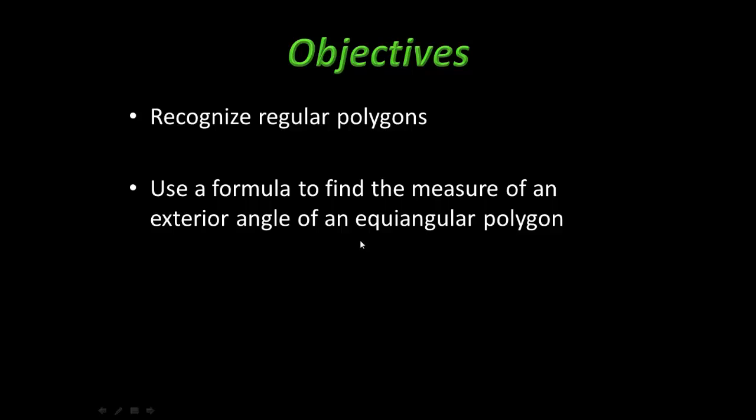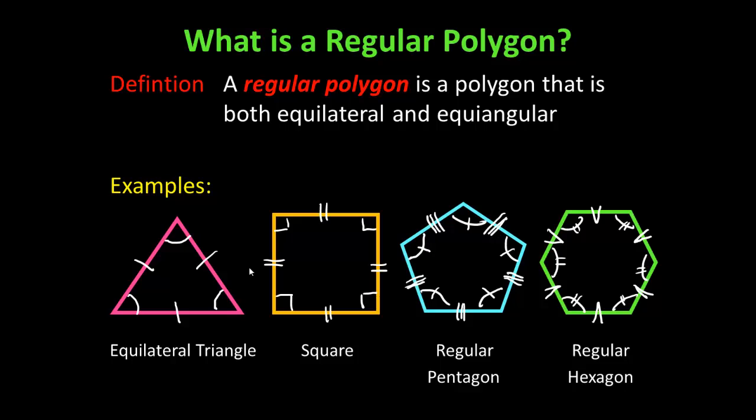What's important here is equiangular, so keep that in mind. Equiangular means that it has all the same angles. So what is a regular polygon? A regular polygon is a polygon that is both equilateral and equiangular.